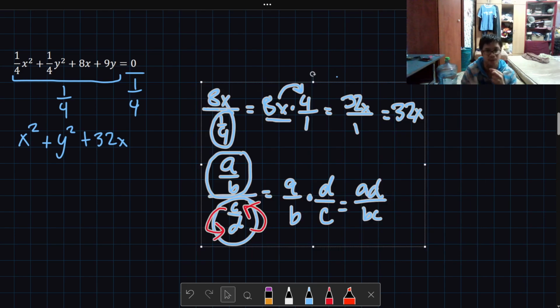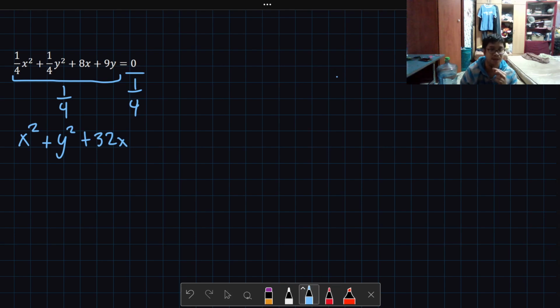You can pause and go backward a bit if you want to hear my explanation again on how I got 32x. The next term is plus 9y divided by 1/4. So the result here is 36y.